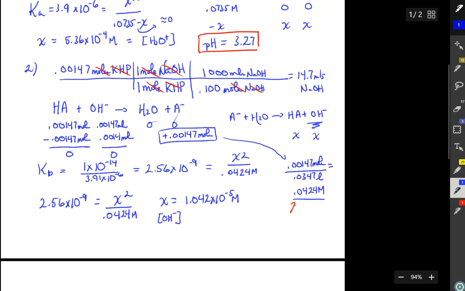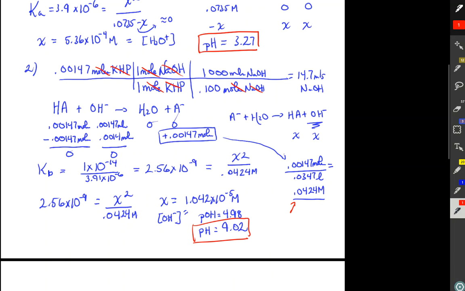And then what we're going to do is ask, what's the pH of that? The pOH, rather, is going to be 4.98, and the pH ends up being 9.02. So lo and behold, we have another point. At 14.7 mils, we have 9.02 pH. Now that's probably the hardest one to do right there.